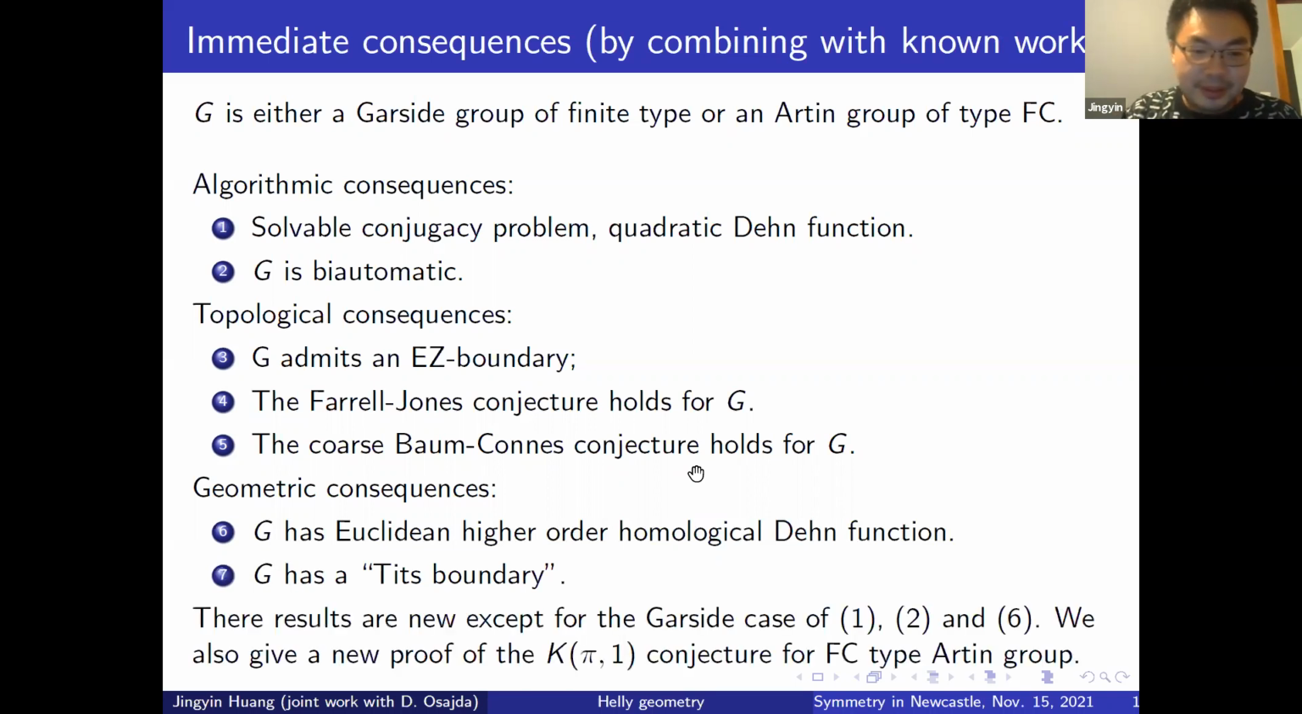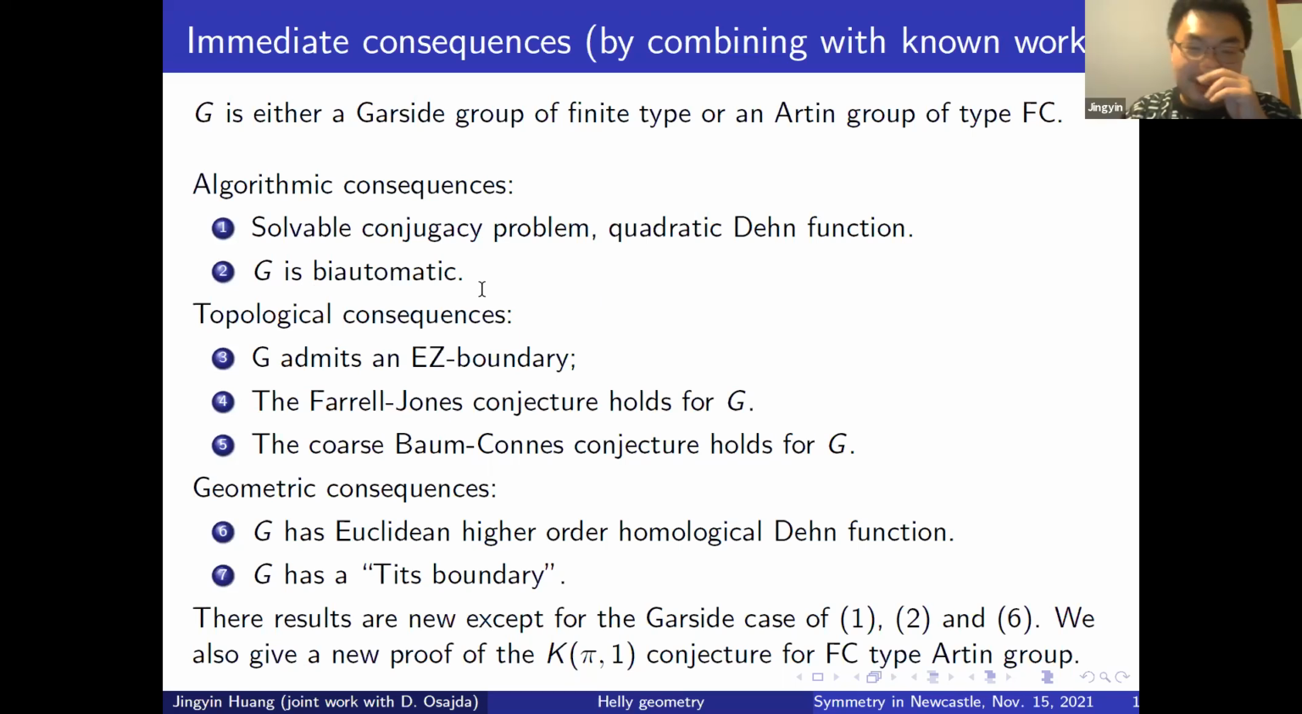Most of these results are actually new, although some of these results were known before. For example, that Garside groups are biautomatic was a result known before, but that Artin groups of type FC are biautomatic was not known.